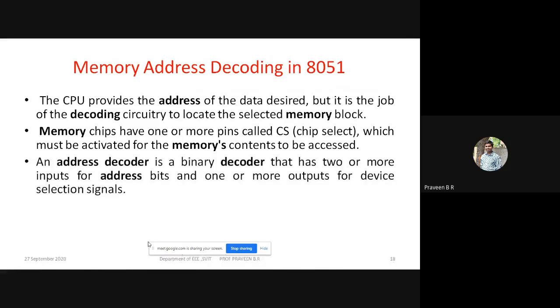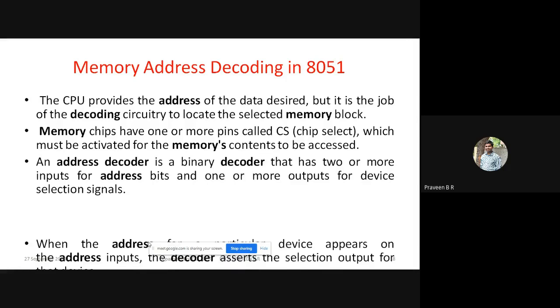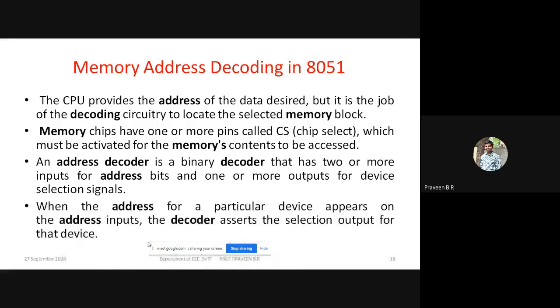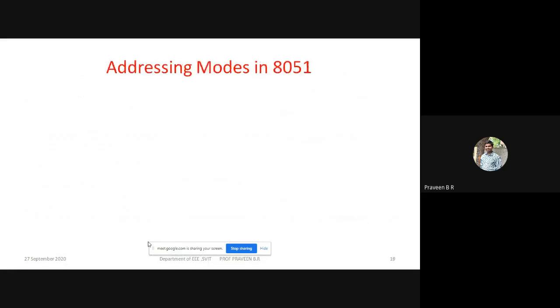So an address decoder is a binary decoder that has two or more inputs for address bits and one or more outputs for device selection signals. When the address of a particular device appears on the address inputs, the decoder asserts the selected output for that device. Coming to the last topic, we have addressing modes.